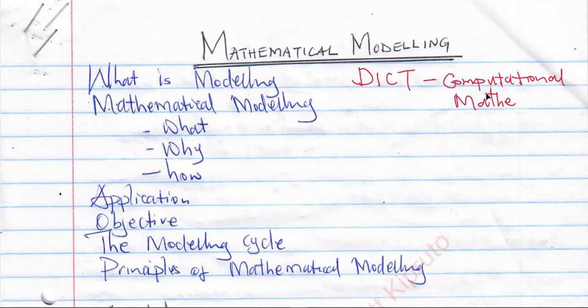So before we venture into the main part of the lesson, we start with the definition. What we shall cover is, we have to understand first what is modeling. Then after we understand what is modeling, the next step is to understand what is mathematical modeling. And that's why when we say mathematical modeling, we shall look at it from different perspectives: what is it, why, and how?